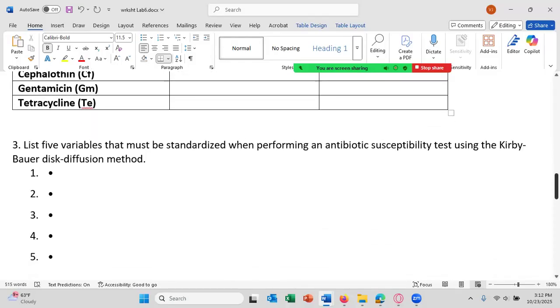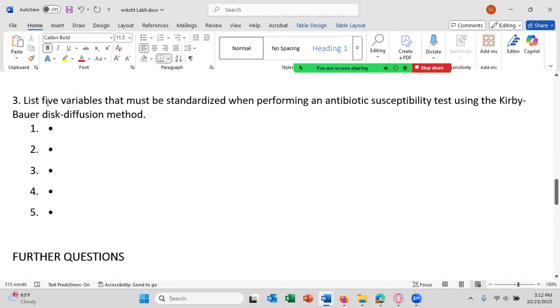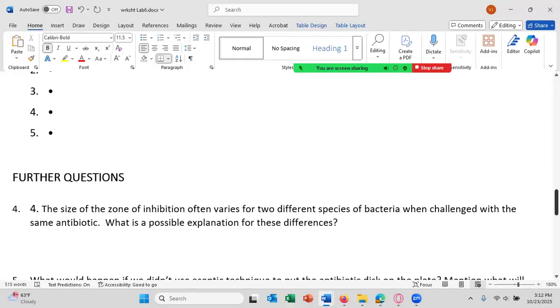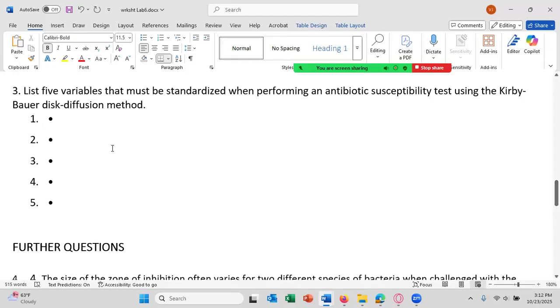Question 3. List 5 variables that must be standardized when performing an antibiotic susceptibility test using the Kirby-Bauer diffusion method. And that was labeled in the table of the lab module, or you can just read the lab module. It's also in the text of the lab module. So put 5 variables that must be controlled in the Kirby-Bauer diffusion method.